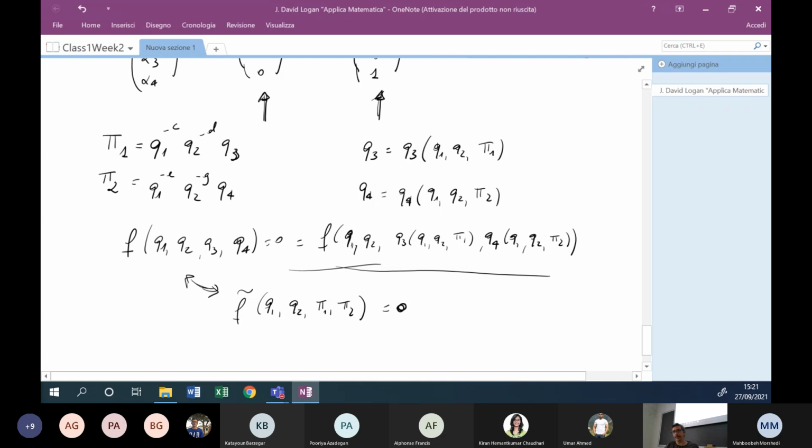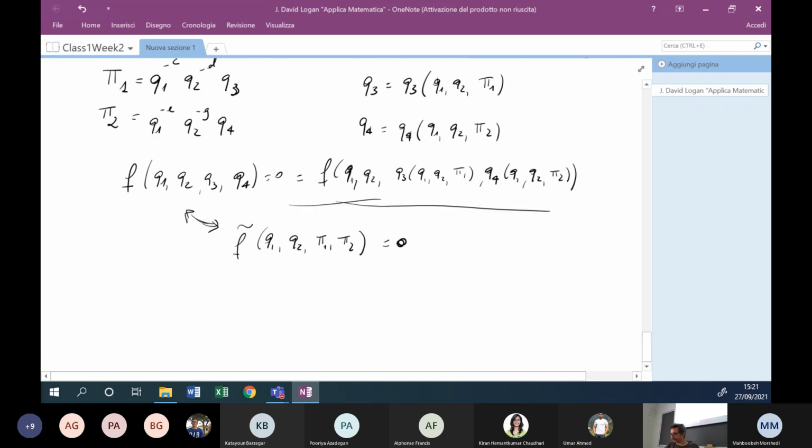That's not the end of the story, because I still have Q1 and Q2. So the next step is to find a way to get rid of, to forget about Q1 and Q2. And what I can do is to consider the fact that physically any quantity can always be rescaled. So what I want to do is to rescale, oh no.